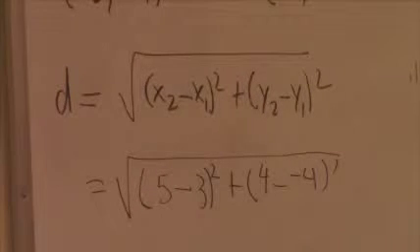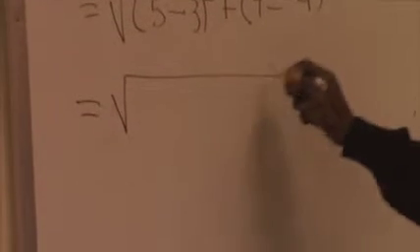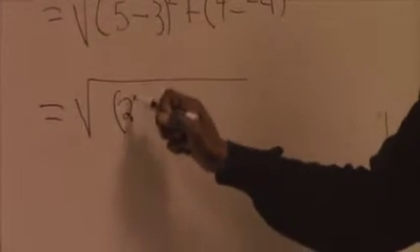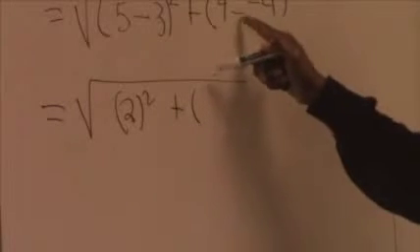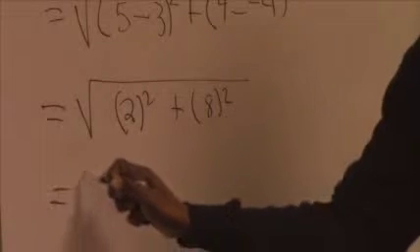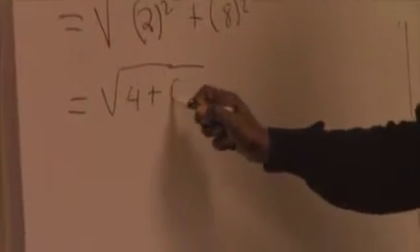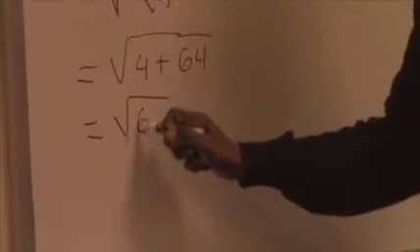So then we must now proceed to calculating what we need. So we'll do the subtraction. 5 minus 3, that's going to be 2. I'm going to do it step by step. That's 2 squared plus 4 minus -4 is going to be 8. And I have 8 squared. So 2 squared is 4 plus 8 squared is 64. So I'm going to have the square root of 68.